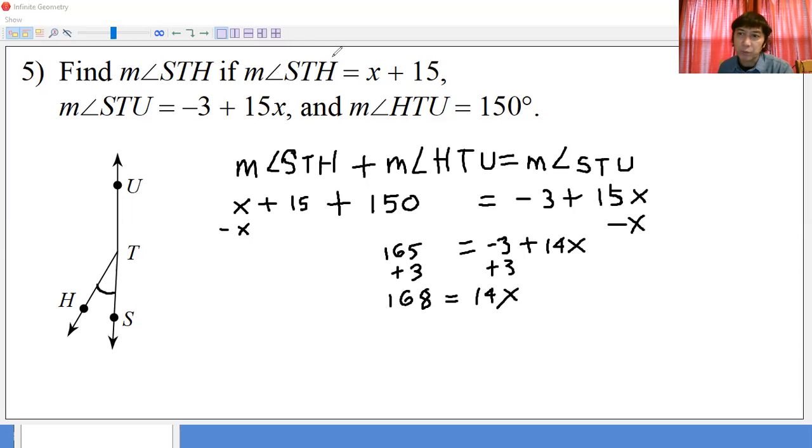After which we will proceed by division. So we will divide both sides by the 14. So we have here 168.